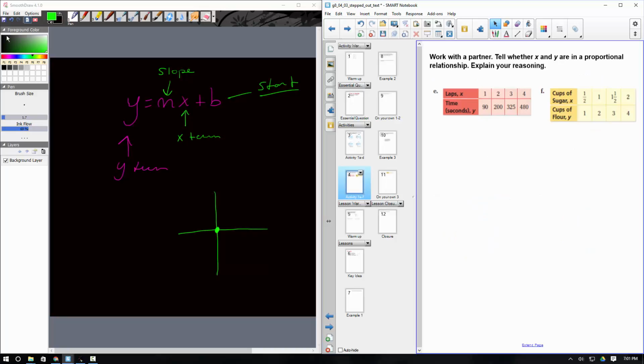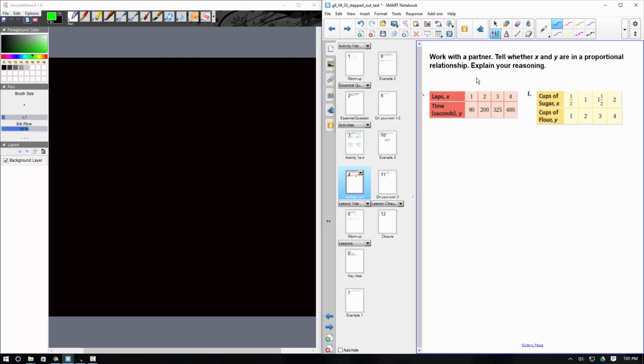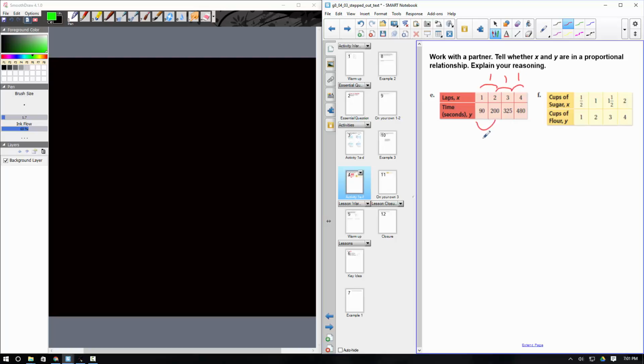Let's look at these tables and find out what these are. If we think about the table, what is it going up by every time? If I look between these two, my rate of change is 1 here. This is 1, so this is all looking good so far. And then down here, this is going up by 110. This here is going up by 125. And this is going up by something different. But the point is, they are not the same. The slope is not the same, so therefore it is not proportional.